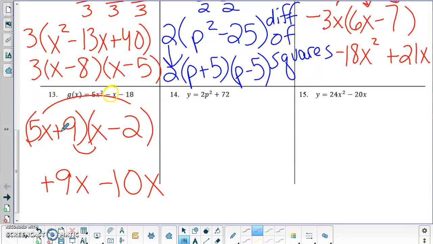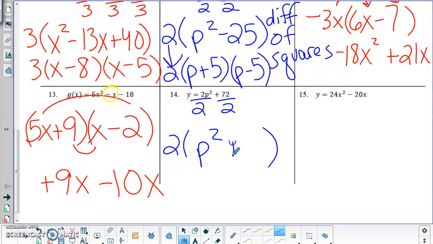All right, number 14, I see a GCF. It's 2. I can divide both numbers by 2, so the 2 comes outside of the parenthesis. I'd be left with p squared plus 36. Because there's a plus sign, it's not a difference of 2 squares, so I'm done. It has to be a minus sign.